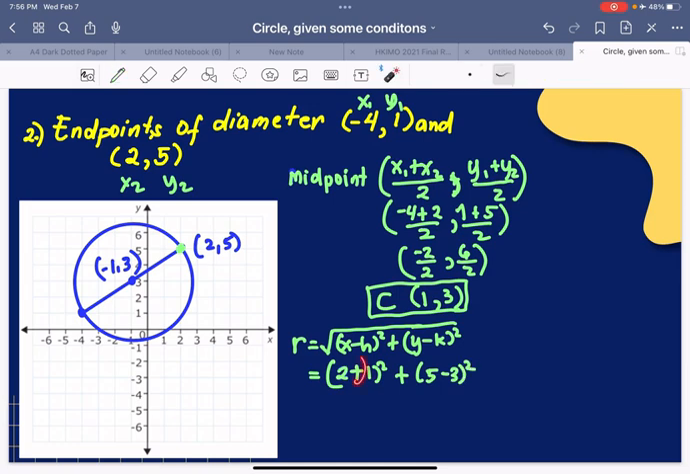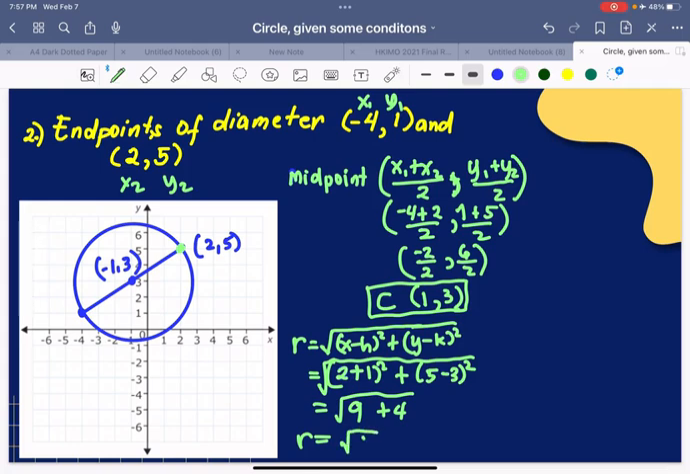Magtaka kayo kung plus na agad ginawa ko dito kasi negative 1 yon, minus negative 1 is positive 1 ang mangyayari. So, square root. Okay, so 2 plus 1 is 3. 3 squared, so that is 9. Plus, here, 5 minus 3, that is 2. 2 squared, that is 4. Plus 4. So, our radius is square root of 13. So, we have now the center and the radius.